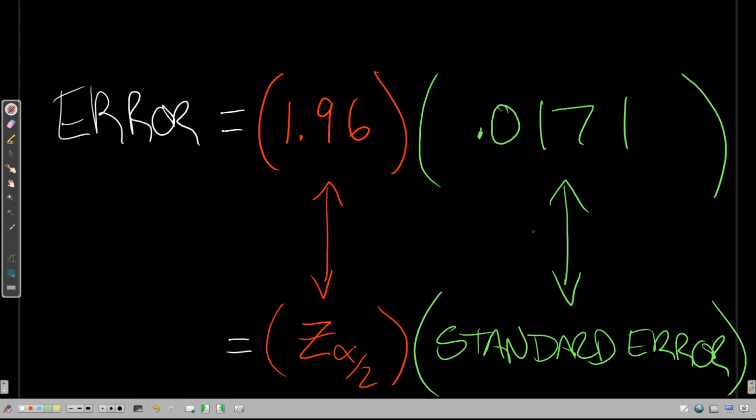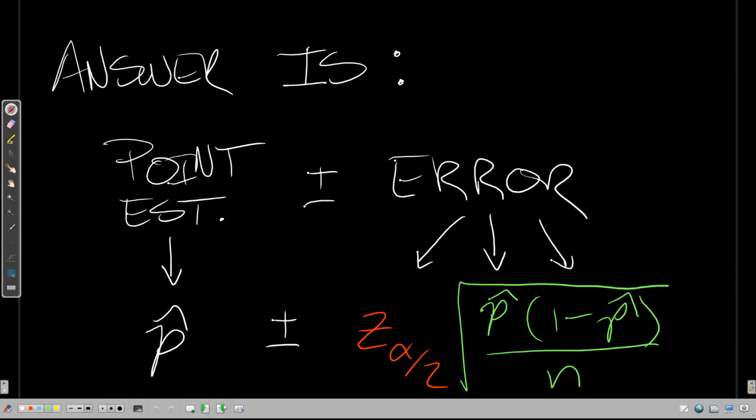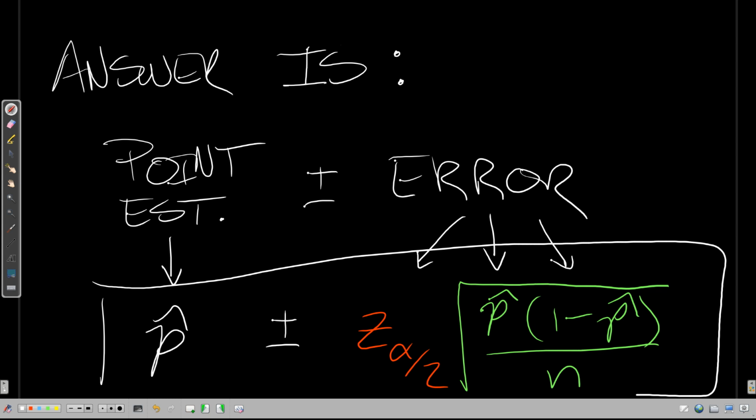And then this other number is typically called the standard error. And together their product gives us the error for the confidence interval. So in an expanded form, yes, this is our answer. It's the point estimate plus or minus the error. But when you answer the question of what all of those things are, you end up with this formula down here. So this is the definition of a confidence interval.